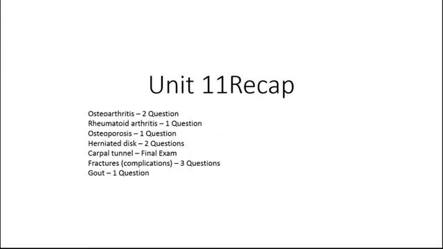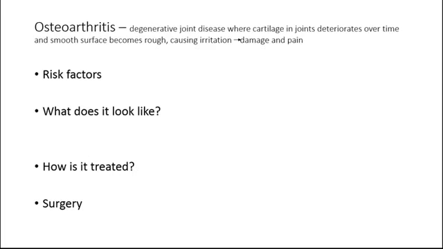Hi, okay, so this is your Unit 11 recap over the musculoskeletal system. We're going to start off going over osteoarthritis, which as you know is a degenerative joint disease where cartilage in the joints will deteriorate over time and the smooth surface becomes rough, causing irritation, damage, and pain. What are the risk factors for osteoarthritis?